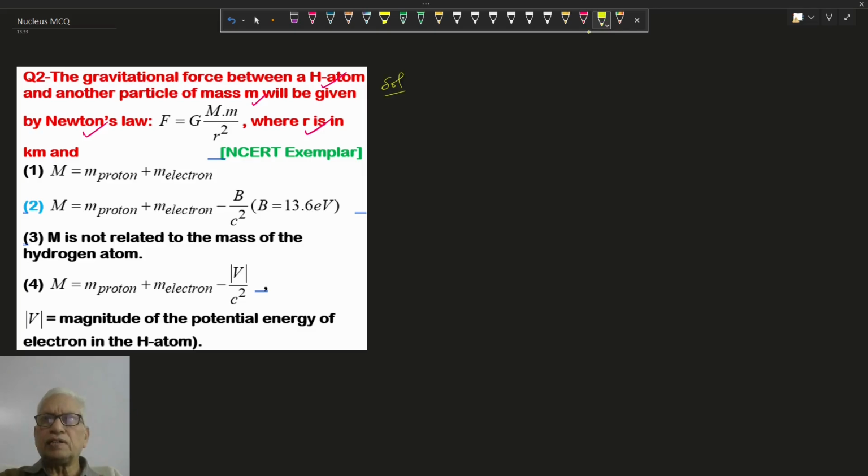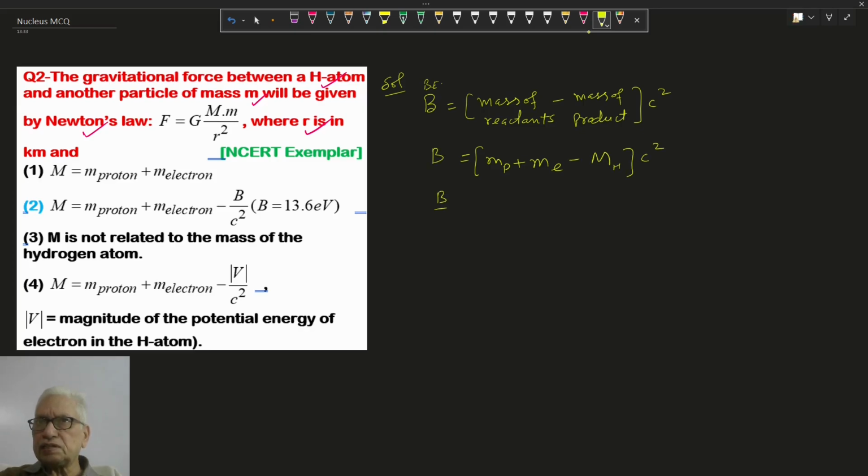And we know the binding energy is equal to the mass of reactants minus the mass of product, into c square. In the hydrogen atom, the reactants are the mass of proton and the mass of electron, minus the mass of hydrogen atom. So the binding energy divided by c square equals Mp plus Me minus the mass of hydrogen atom. Here in this question it is written as M. So this way we can find the mass of hydrogen atom M. It will be Mp, the mass of proton, plus the mass of electron, minus binding energy divided by c square. So option 2 is correct.